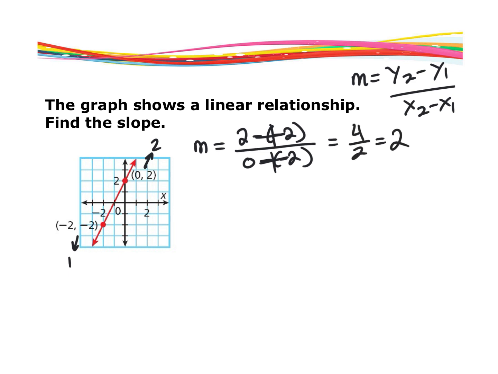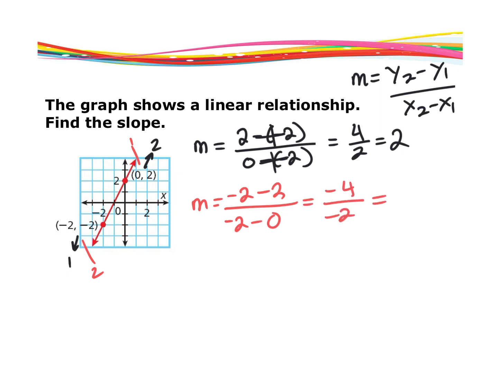If you would have chosen it the other way, let me do it in red. So the 2 and this the 1. We would have gotten negative 2 minus 2 over negative 2 minus 0. We're left with negative 4 over negative 2, which again simplifies to 2. So we get the same answer.